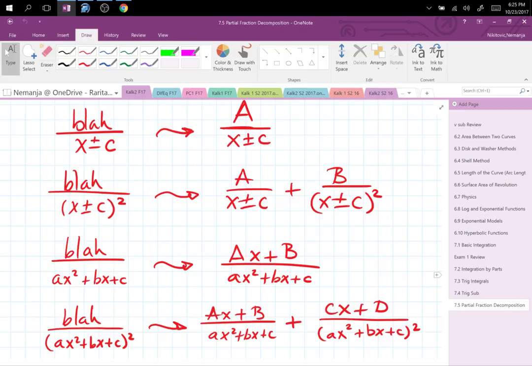And we just need to remember again that if we have anything divided by the linear term, the setup is A over that linear term. If we have the repeated linear, it's A and B. And then unfactorable quadratic, we'll have linear Ax plus B. And then repeated unfactorable quadratic, we'll have Ax plus B and Cx plus D.